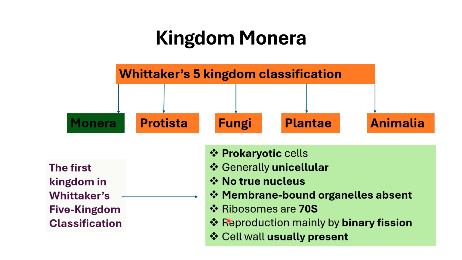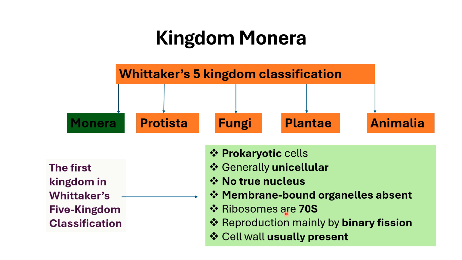Okay. Now, body organization type: organisms are generally unicellular in nature. Unicellular means they possess a single cell. Now, if you see the ribosomes, which is the cell organelle responsible for protein synthesis and is present in both eukaryote and prokaryote, it is 70S in nature, while for other eukaryotes, it is 80S. Now, reproduction mainly occurs by binary fission. And if you see cell wall, it is generally present in the organisms under Monera.